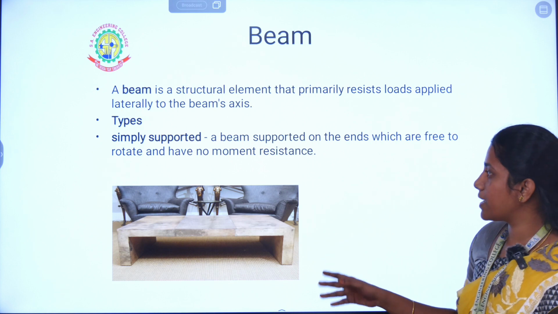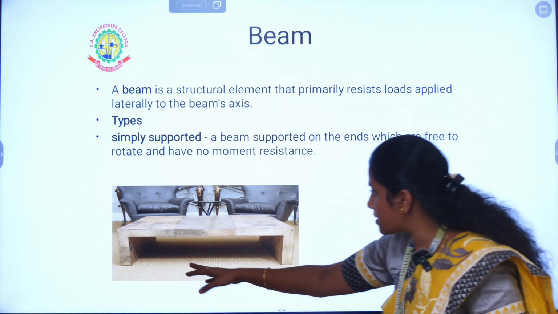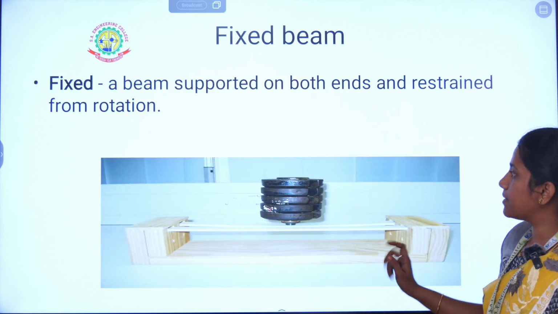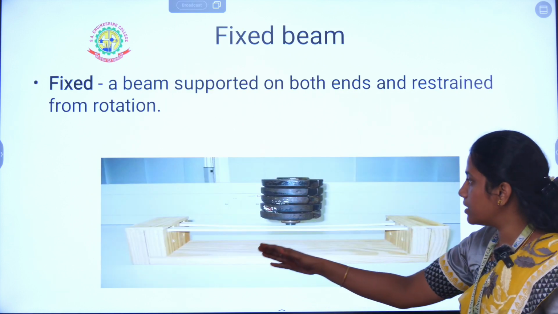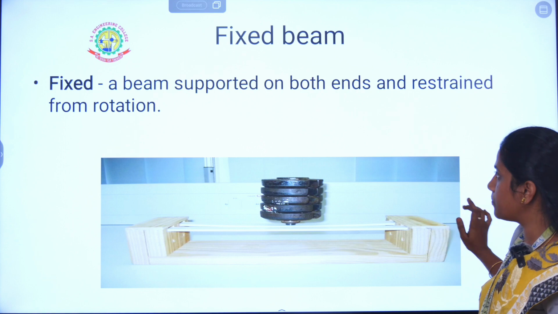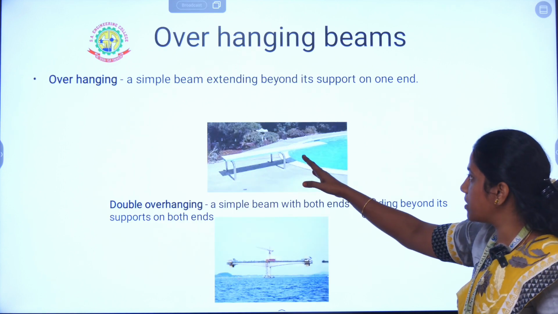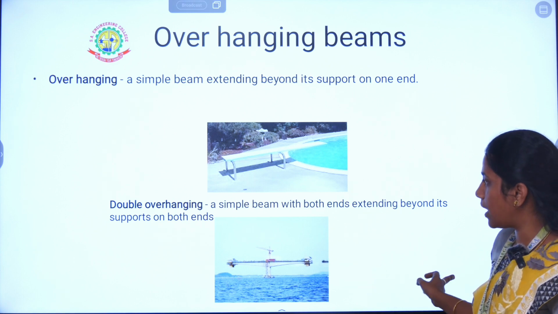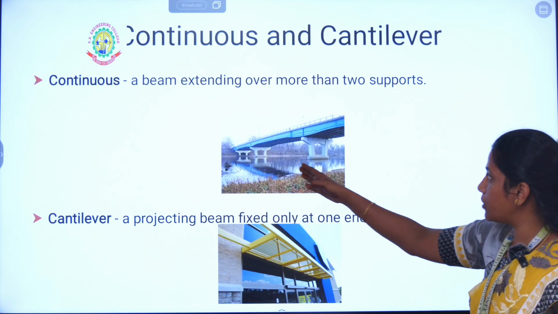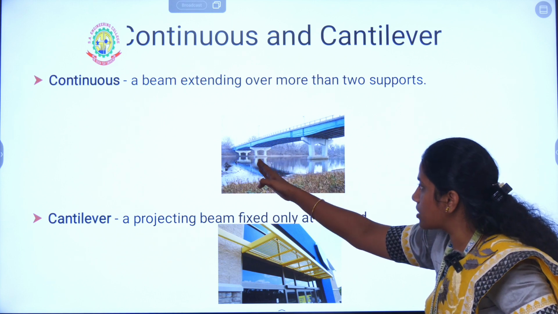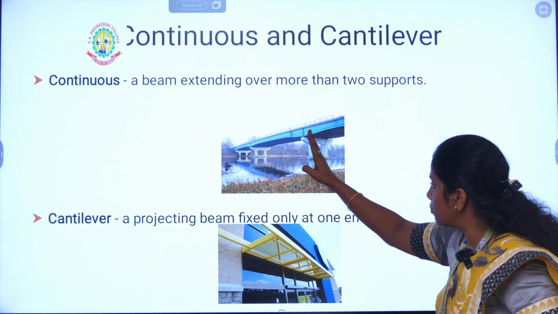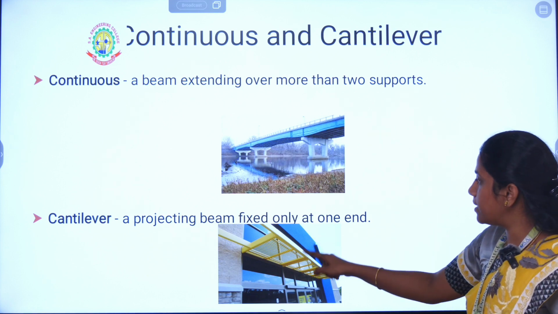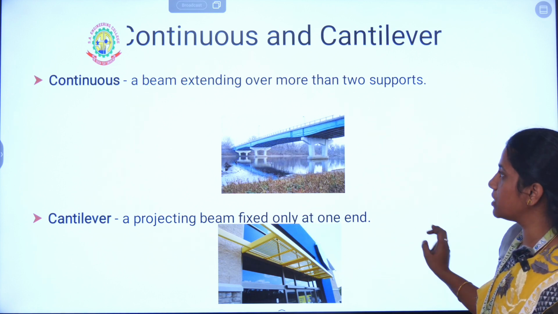And these are the examples of a simply supported beam, which simply rests over the support. And this is a fixed beam, where both sides of it are fixed, and this is an overhanging beam where you are able to slide, and this is a double overhang. Continuous support is where we don't restrict our support within two spans, it goes more than two spans, so it is called a continuous beam. And a sunshade is an example of a cantilever beam.